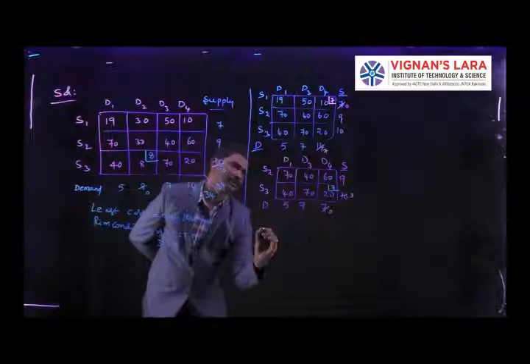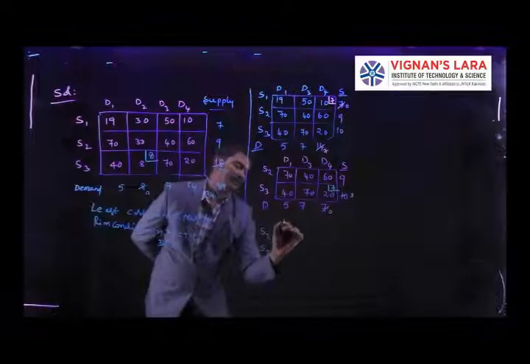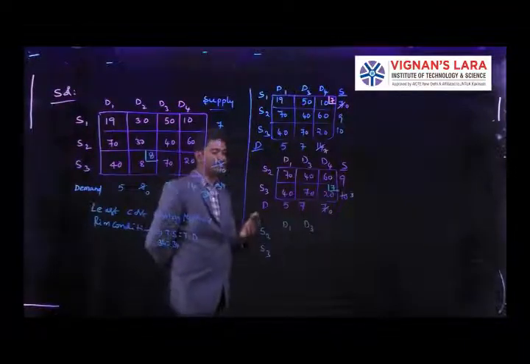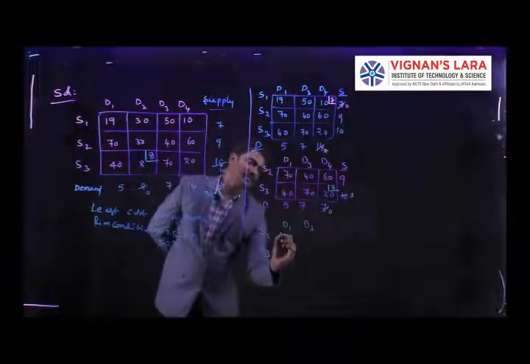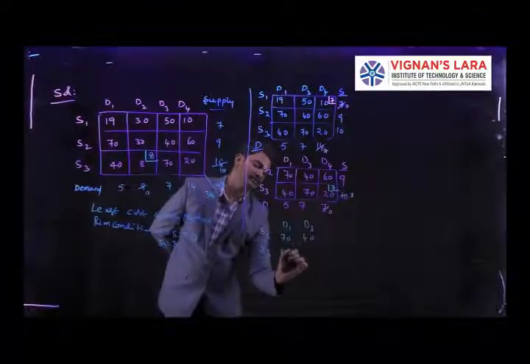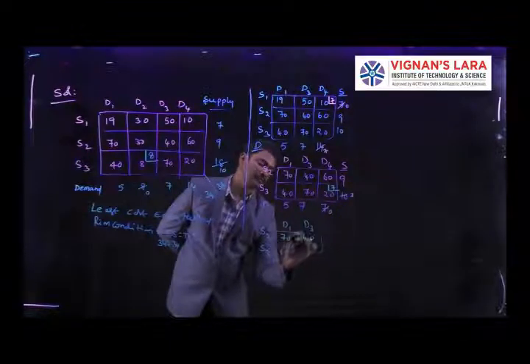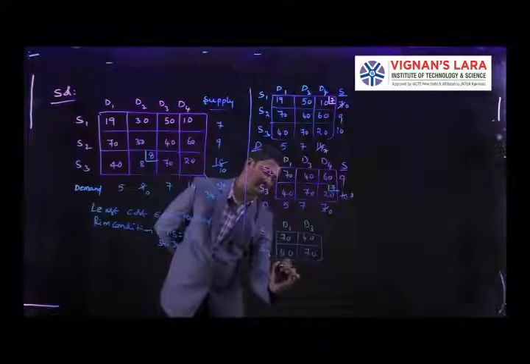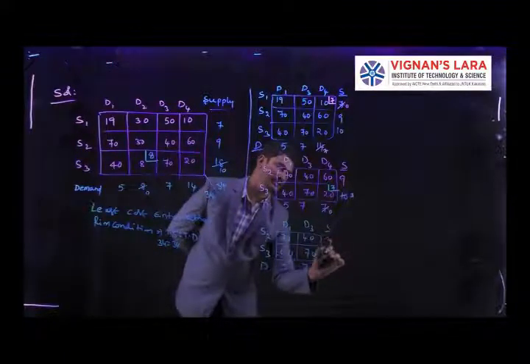We have S2, S3, D1, D3. D4 is over; there is no requirement at D4 station. So we take D1, D3. Next 70, 40, and next 40, 70. These are the final unit costs we have. The demand is 5, 7, and the supply is 9, 3.